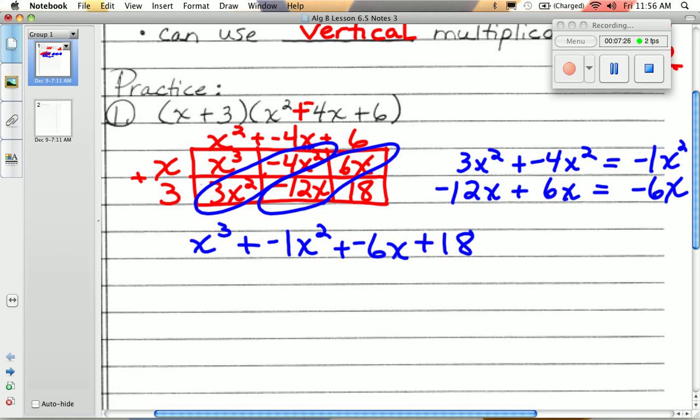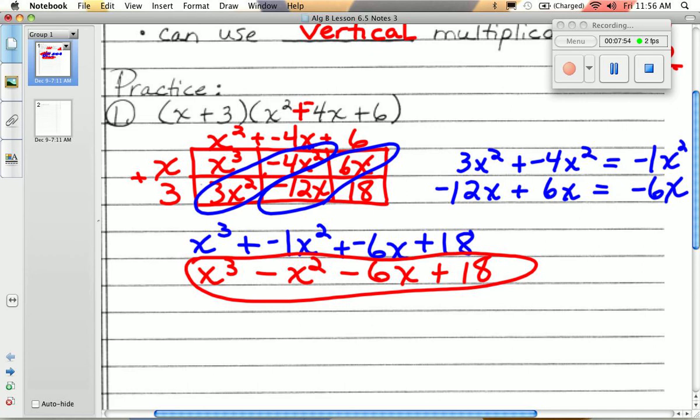Okay, so now we've already combined the like terms, so all we need to do is clean it up, don't we? How do we clean this up? What's it look like cleaned up? X cubed minus x squared, minus 6x, plus 18. We want to learn how to clean it up totally, so that's how we would see it in an answer bank.